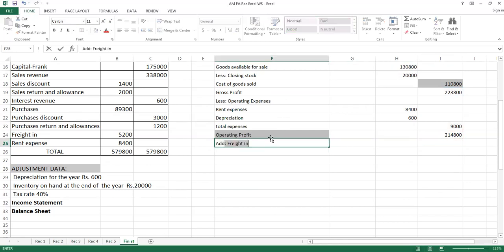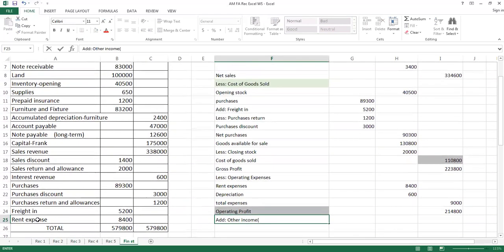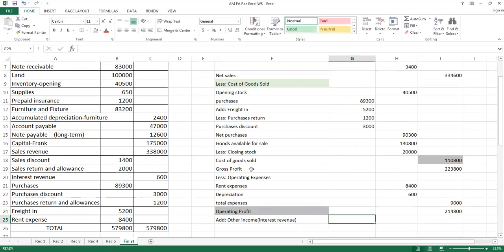In operating profit we add any other income which is given in the question. This might be given by any title. Like right now, if you check your question, interest revenue is given as 600. So whether it is given by the title of interest revenue or any other title, you can include it here. This is 600.